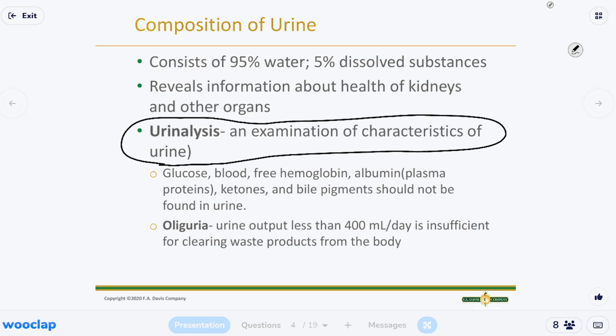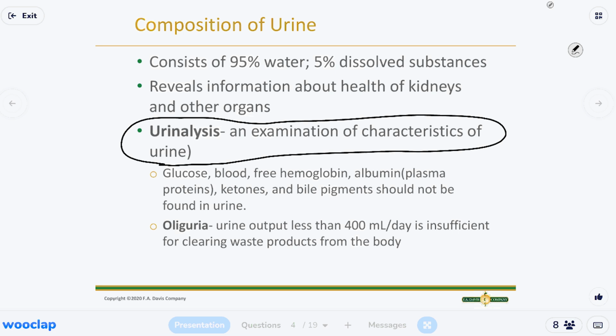Again, specific gravity is all about showing us dehydration. The higher it is, the more dehydrated. And GFR, that glomerular filtration rate, is a great indicator of how well the kidney is actually functioning.